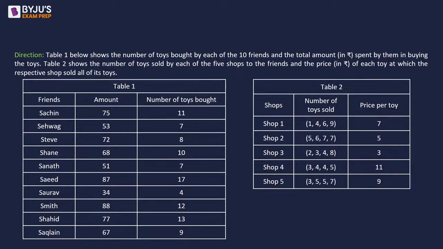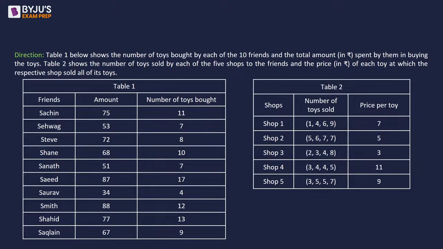and the total number of rupees spent by them in buying the toys. So we have these 10 friends, Sachin, Sehwag, Steve, Shane, Sanath, and so on. And the amount that they have spent in rupees is 75, 53, and so on. A number of toys bought is also given.